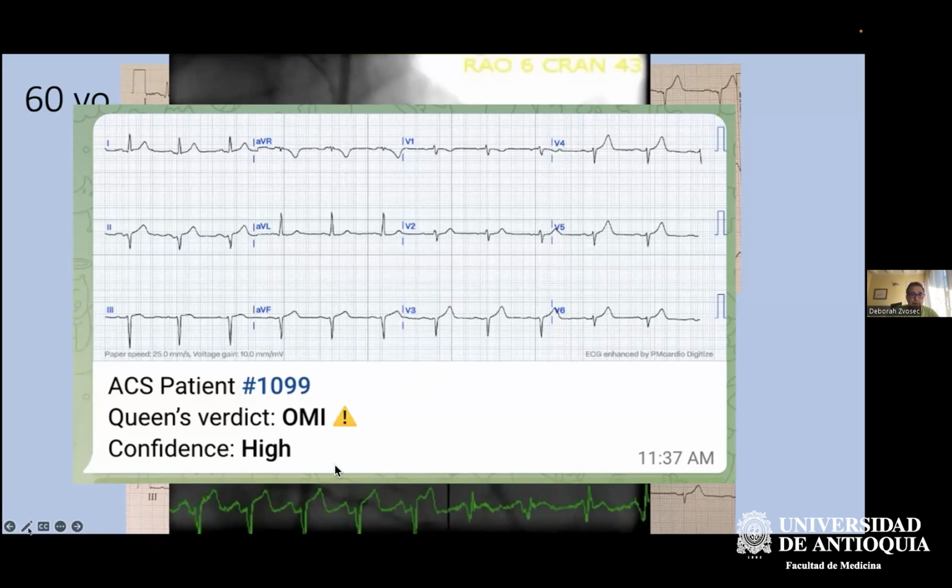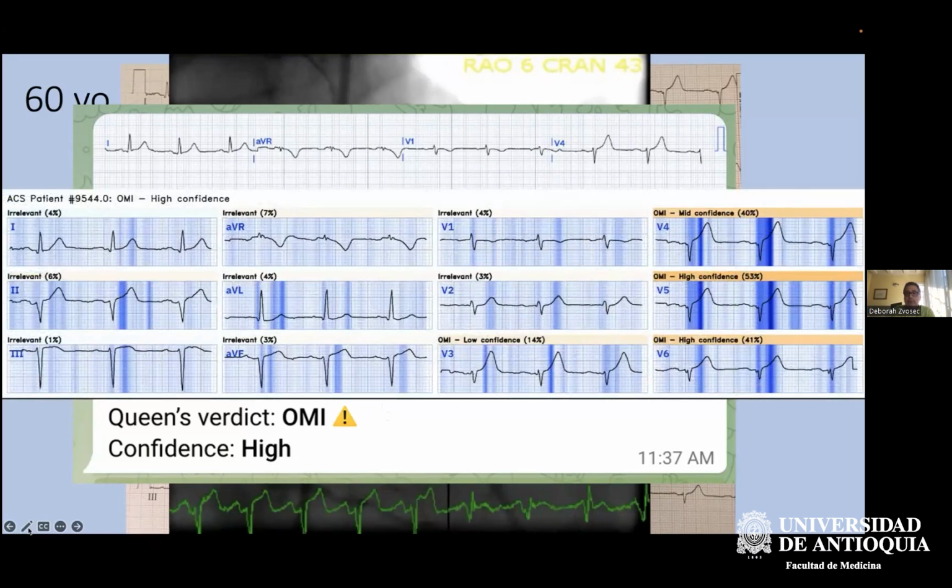Now, if they'd used the Queen of Hearts on that first EKG, it would have diagnosed OMI with high confidence, and she would have gotten her artery opened before she had a cardiac arrest and before she had more myocardial damage. And there you can see the Queen of Hearts looks at part of the T wave and the ST segment and gets OMI with high confidence.